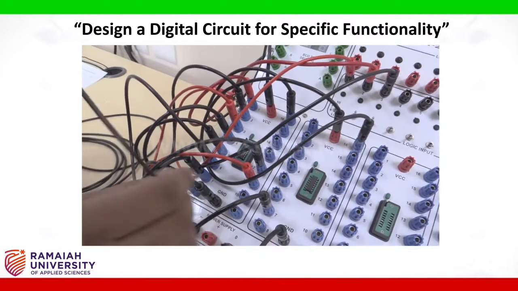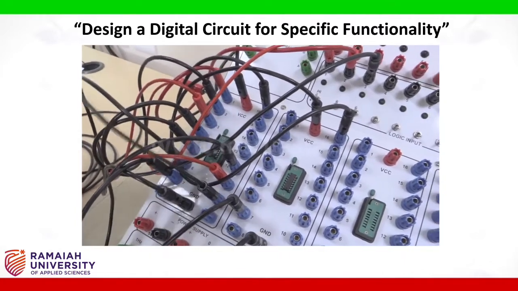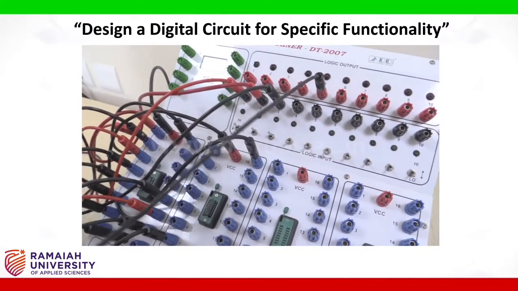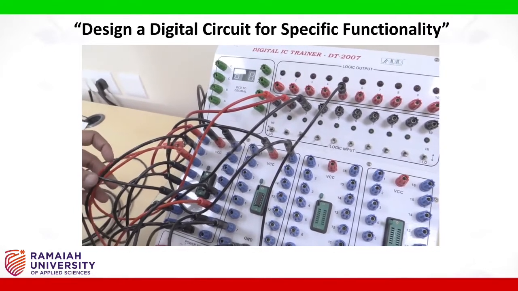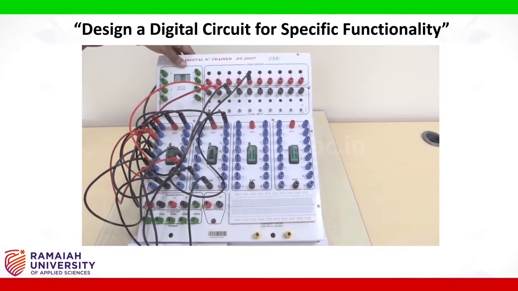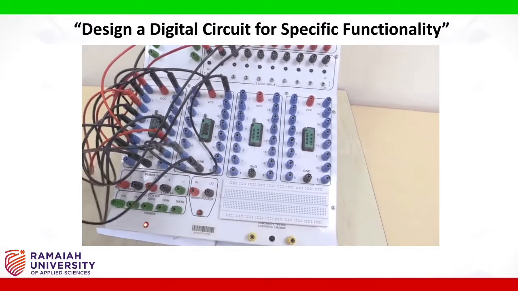And output, that is pin number 8 of the NAND gate, is connected to output. I am connecting in the output now. This completes the connections for SOP using NAND gates. Now we will turn on the power supply to the digital IC trainer kit, and you can see the LED bulb is on, therefore the kit is powered up.